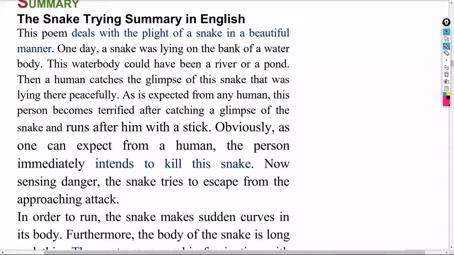Let us continue. So we already have the analysis of the poem. We will see the summary, and this summary will be very much helpful in understanding the question answer. It may be extract based question, or it may be any short type question, or it may be MCQ type of question, which is the latest trend. So the poem deals with the plight of a snake in a beautiful manner. Plight means what? Plight means the danger. The poem deals with the danger of a snake in a beautiful manner.